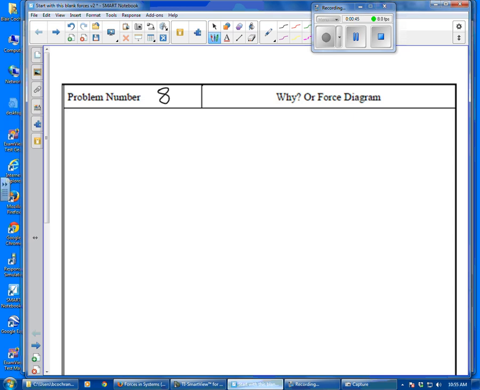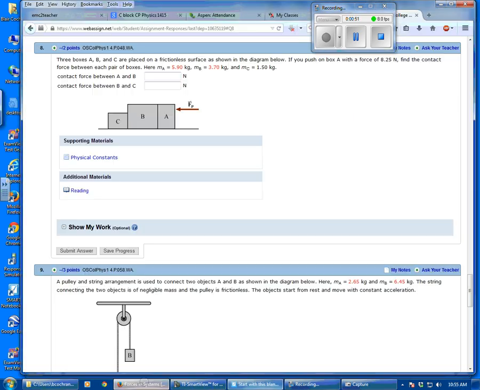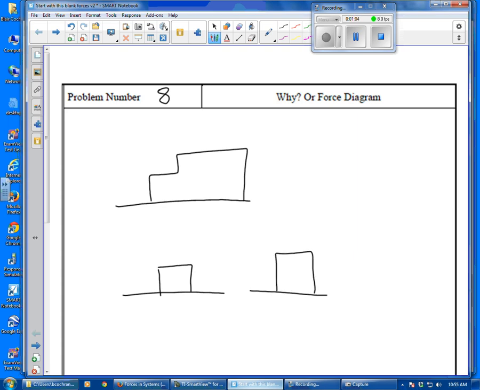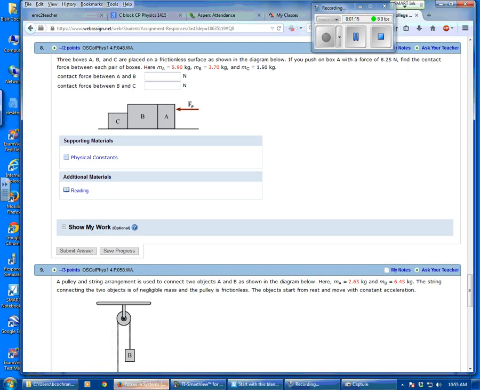And so we have our system. And let's see, I just want to get the shape of the system right. Shape of the system is like this. And then we have a small box, and then the middle box, and then the other box. All right, let's see. 3 boxes A, B, C are placed on a surface as shown in the diagram. If you push box A with force, find the contact force between each pair of boxes.